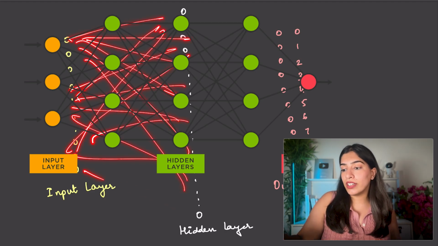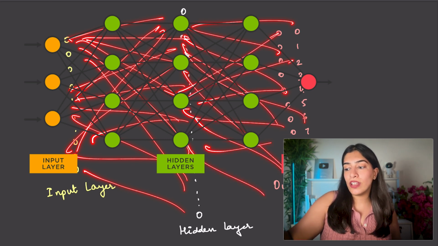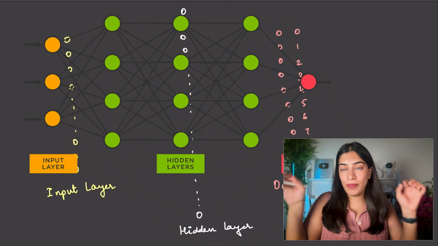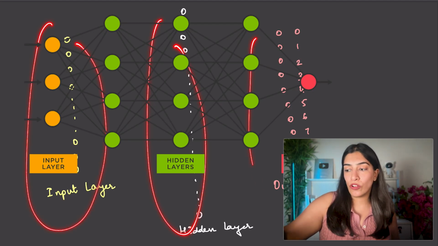So every neuron is connected to every other neuron. It's going to look something like this. It's going to look very hotspot. That is why I have not made these lines. So these are the connections from the input layer to the hidden layer to the output layer.